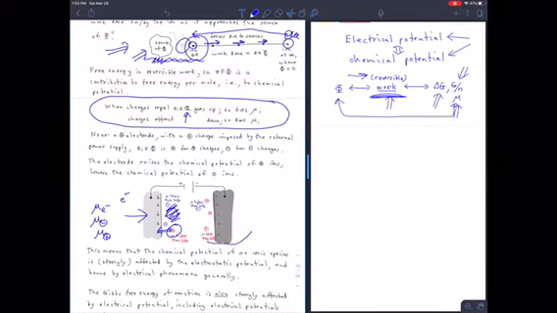And everything is also true on the other side. By the negative electrode, the positive ions are attracted. Their chemical potential is lower out there.